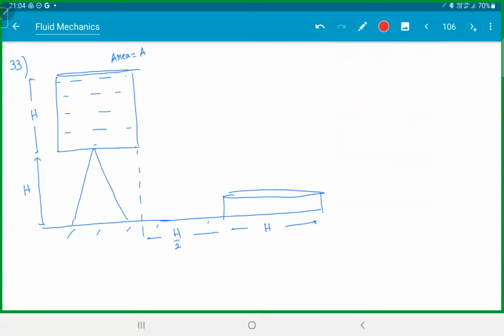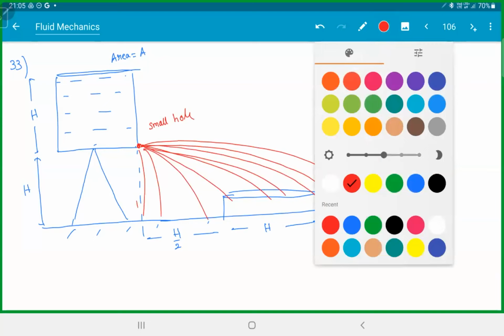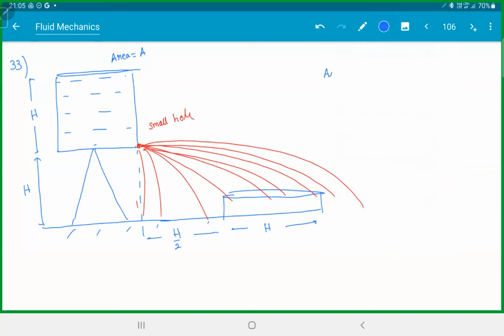So now what happened? You made a hole at the bottom. This is a small hole. What will happen? Initially the liquid will fly out. The water level will decrease. As the water level decreases, the liquid will start falling like this. As the water level decreases, the range will keep decreasing.